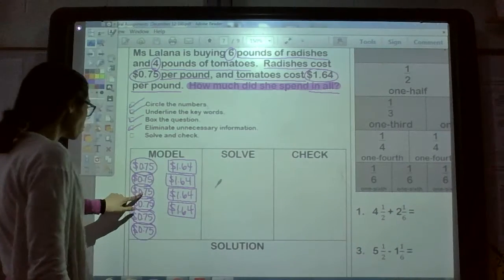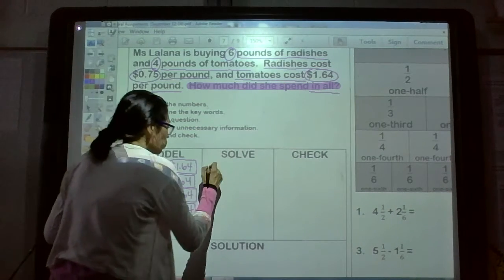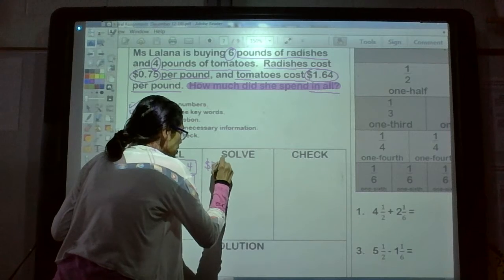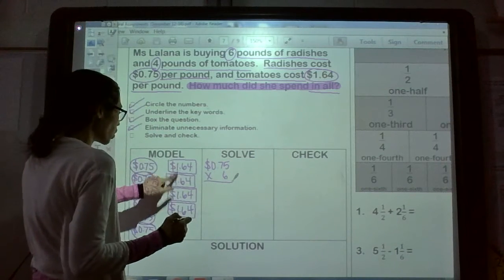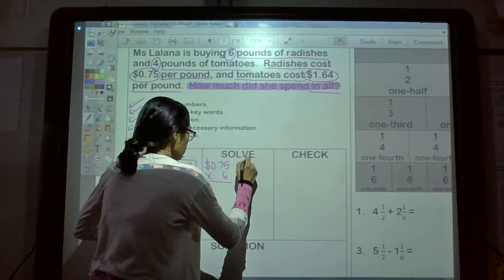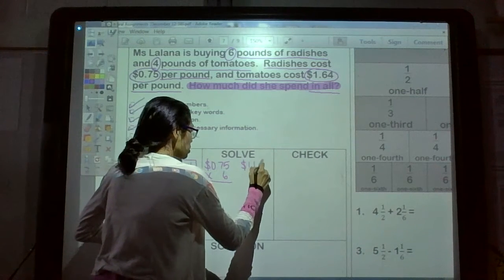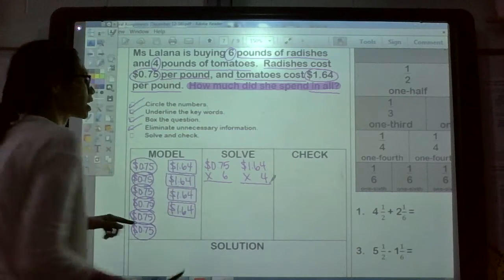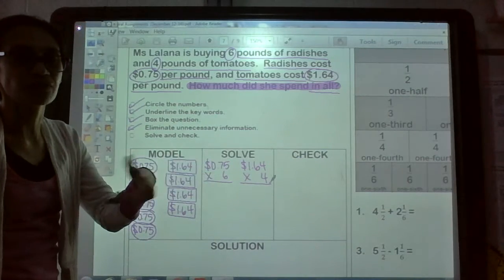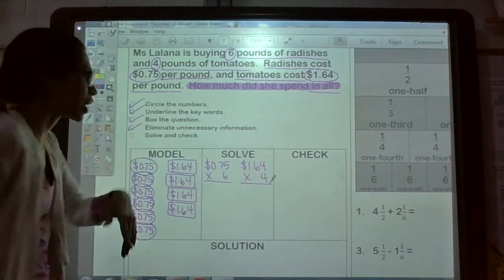We have 75 cents times 6, and then I need to do $1.64 times 4. All right, let's work this one out. So this is a 3-step problem. Now, if you want to pick another way to do it, that's fine.